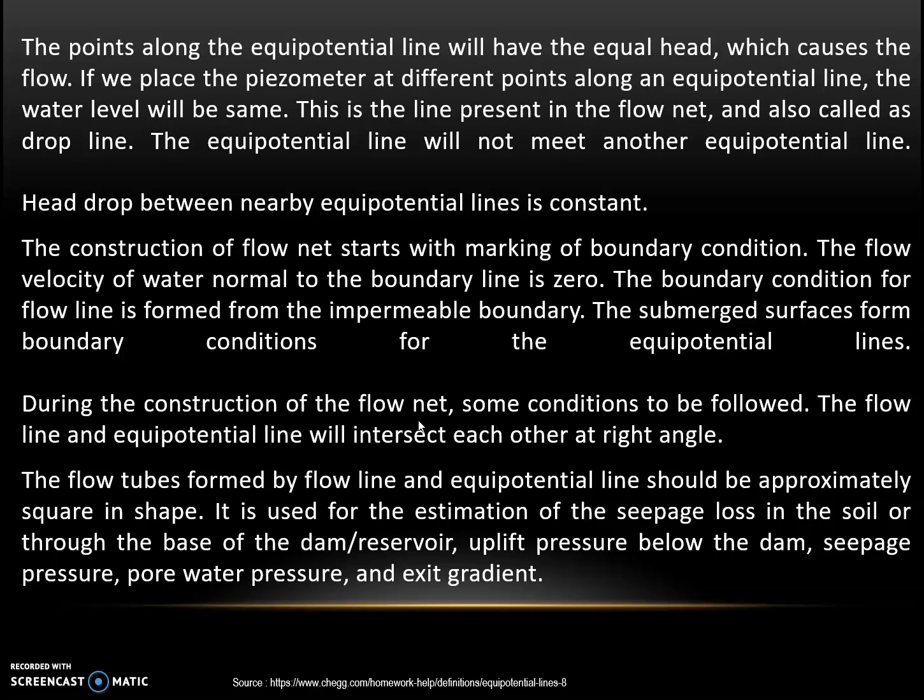During the construction of the flownet, some conditions are to be followed. The flow line and equipotential line will intersect each other at right angle. The flow tubes formed by flow line and equipotential line should be approximately square in shape. It is used for the estimation of the seepage loss in the soil or through the base of the dam or reservoir, uplift pressure below the dam, seepage pressure, pore water pressure and exit gradient.